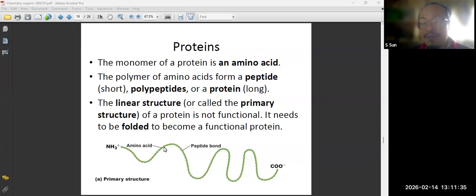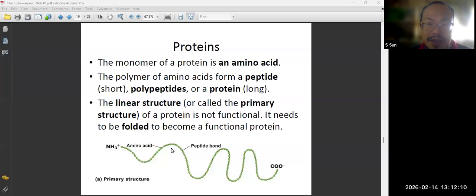Protein can be very long, and for a short length of amino acid sequence, a chain, we call it a peptide. Peptide is a way to describe a short chain, maybe only 3, 5, 7, 10. That range is called peptide. When it's getting longer, we call it polypeptide. And the longest ones are called protein.